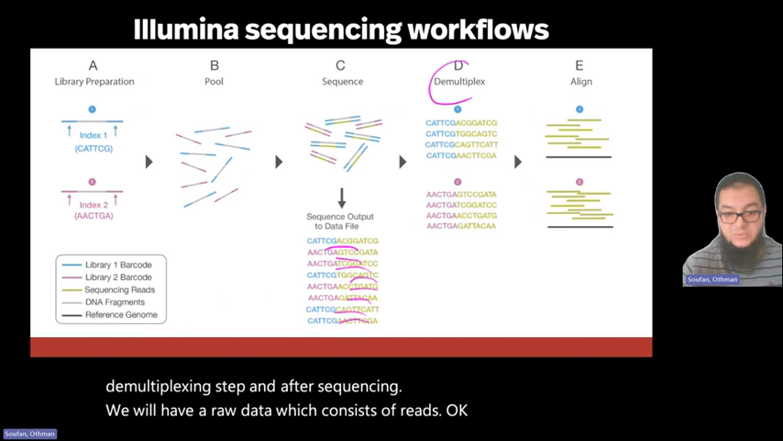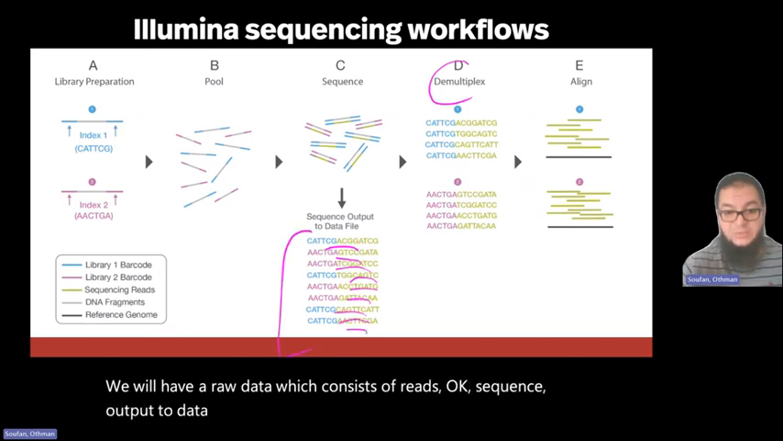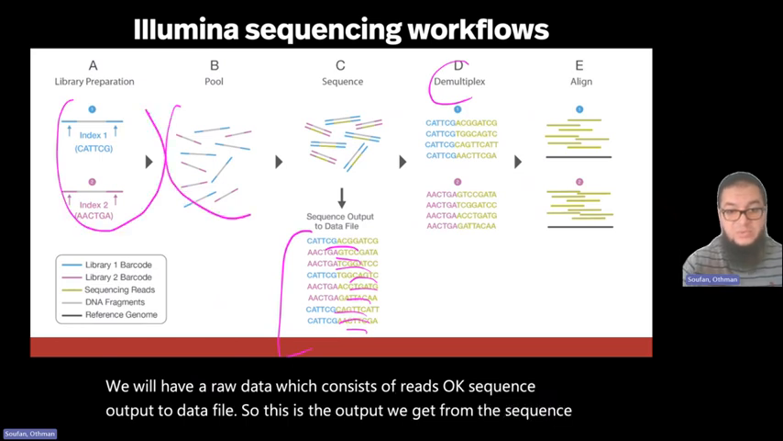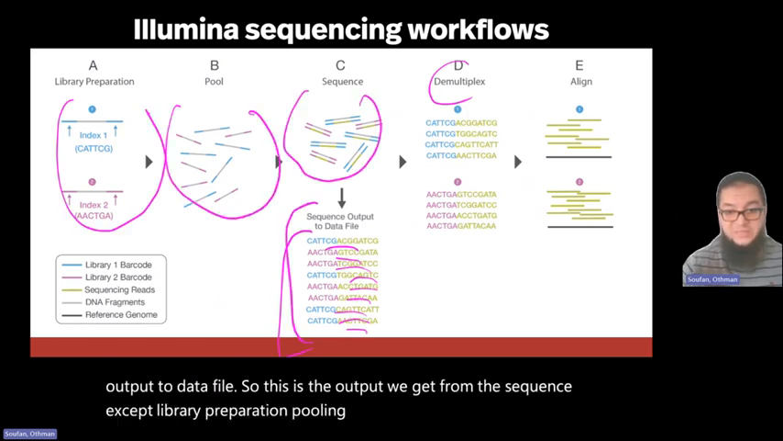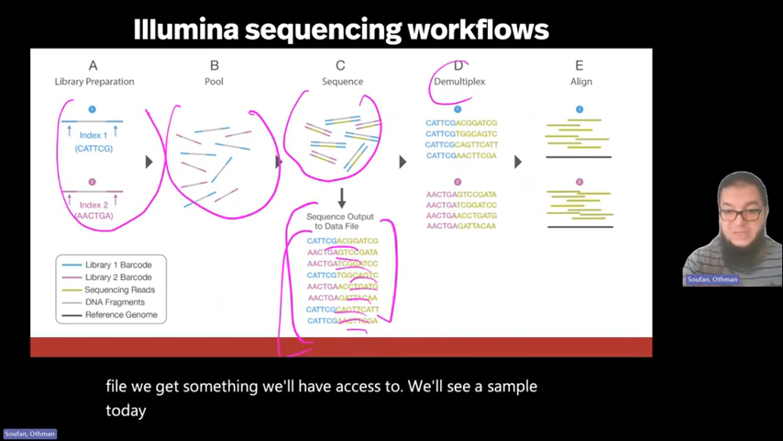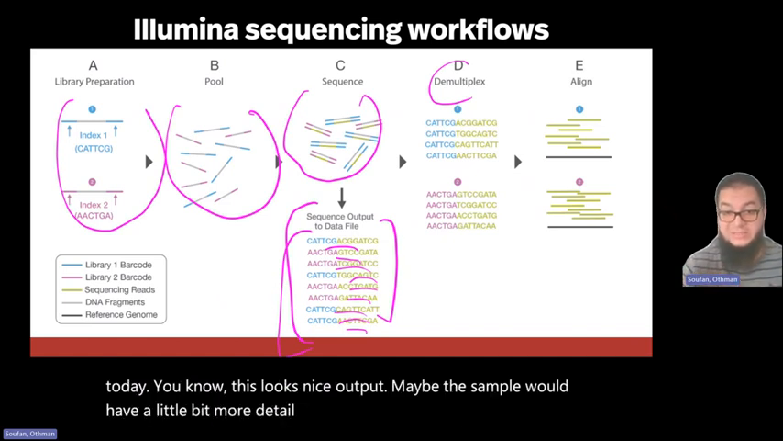sequence output to data file. So this is the output we get from the sequencing step: library preparation, pooling, sequencing. This is the output file we get, something we'll have access to. We'll see a sample today. This looks like a nice output. Maybe the sample would have a little bit more details. We're going to look into that.